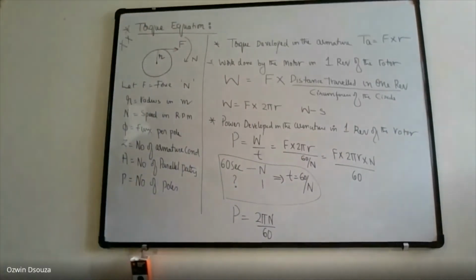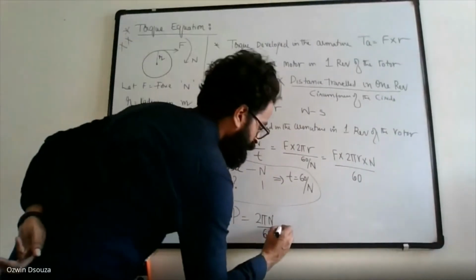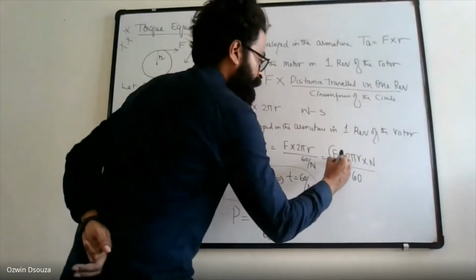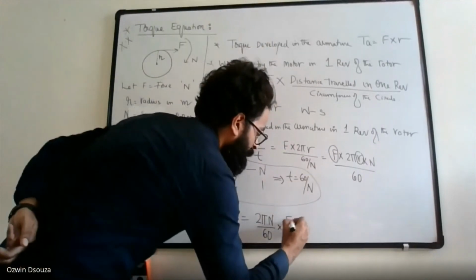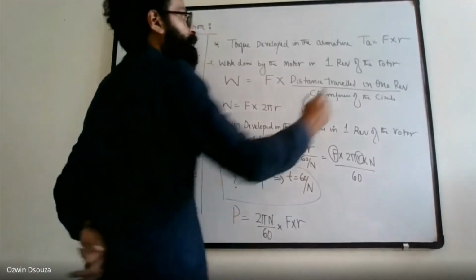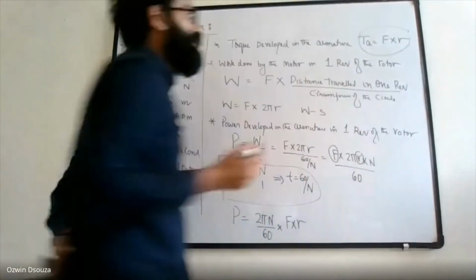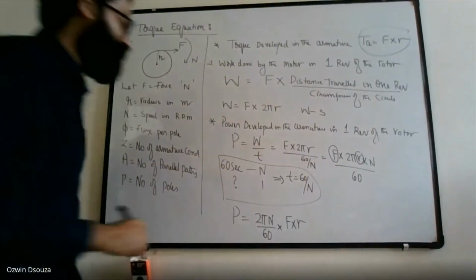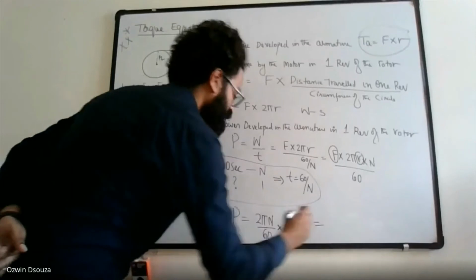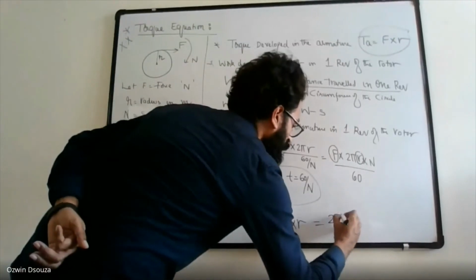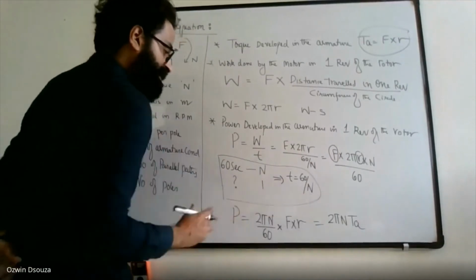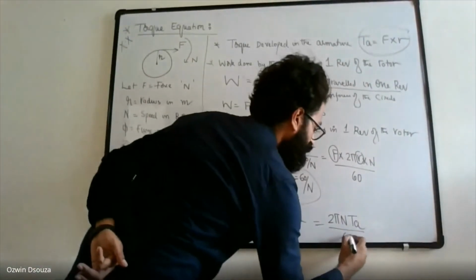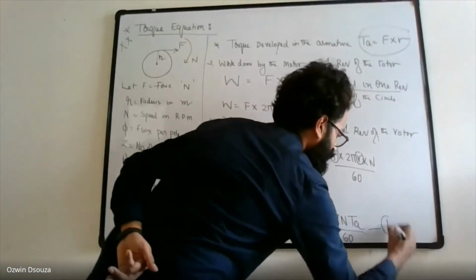P is equal to 2 pi N by 60 into, I will separate out force and radius into F into R. What is F into R? F into R is nothing but the torque there. So you can write power is equal to 2 pi N TA divided by 60, because F into R is TA. Let's take this as equation 1.